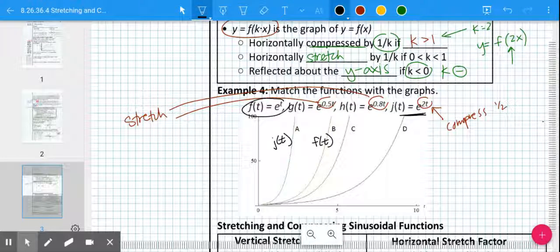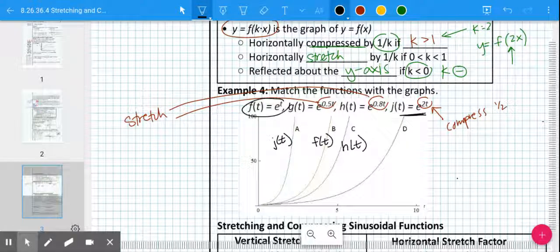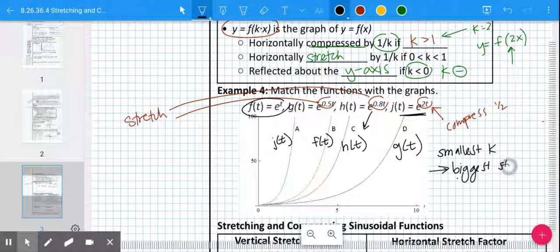After that, I have two that are getting stretched. See if you can identify which one is which. So first tell me which graph is C and then which one is D. And we should have found that graph C is the h of t function. That's going to be the 0.8. And then the graph D is the g of t function, and that's going to be the 0.5. And if you got confused by that, I'd like you to put a note here. The smallest k will actually have the biggest stretch. So the smaller the k, the more it's getting stretched out.